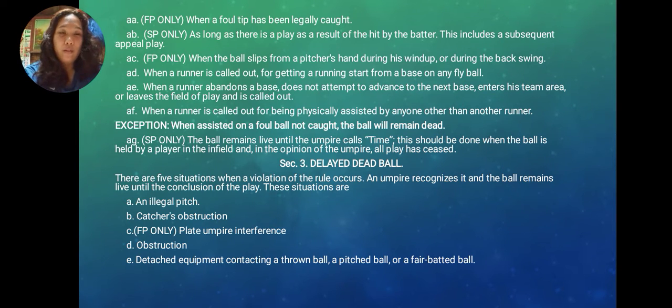So we'll proceed to section 3, the delayed dead ball. There are 5 situations when a violation of the rule occurs, an umpire recognizes it, and the ball remains live until the conclusion of the play. These situations are A, an illegal pitch; B, catcher's obstruction; C, FP only, plate umpire interference; D, obstruction; and E, detached equipment contacting a thrown ball, a pitched ball, or a fair batted ball.